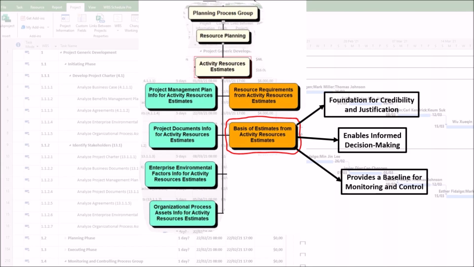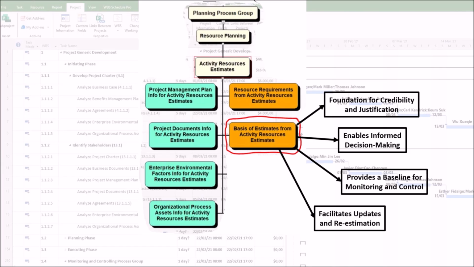3. Provides a baseline for monitoring and control. You cannot effectively control what you have not properly defined. The basis of estimates is a key part of the project baseline. During execution, if a task is taking more effort than planned, you can refer to the basis of estimates to see if the original assumptions were wrong, such as we assumed a senior developer, but we were assigned a junior one, or if other factors are at play. This leads to more effective root cause analysis.